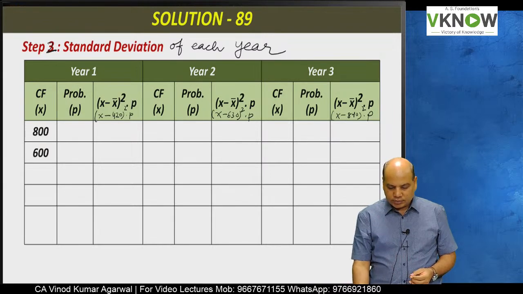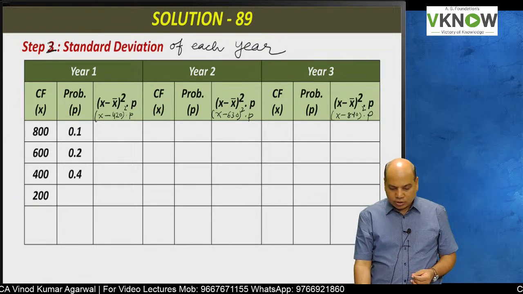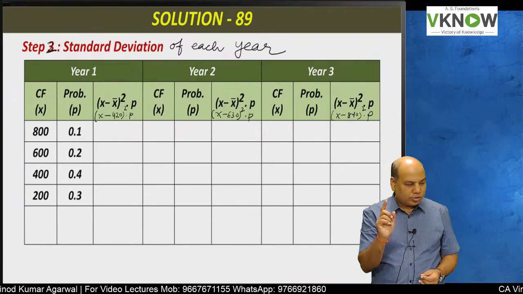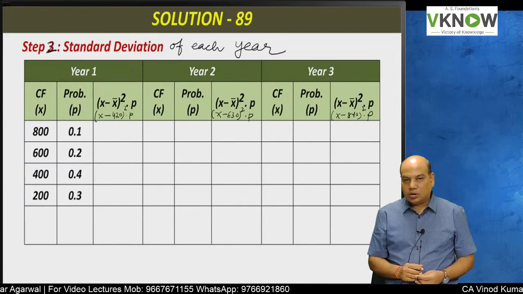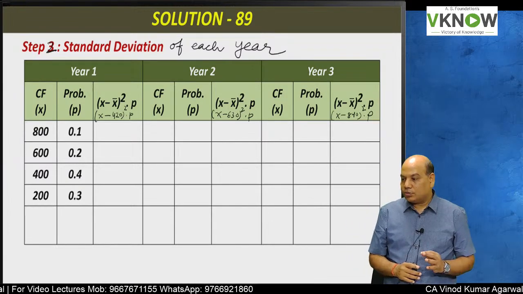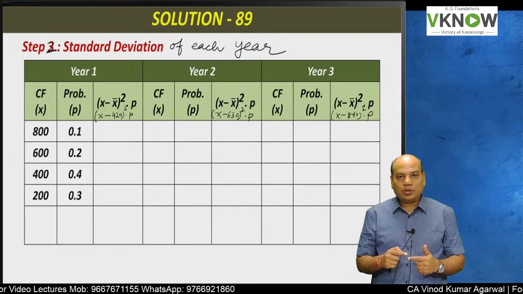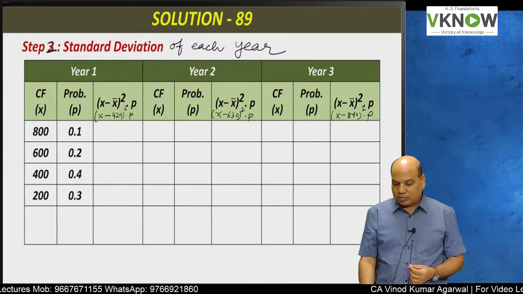Okay, now start. Students have drawn the format. First two columns, copy from the question book for year 1. Now start calculation. 800 minus 420, into, equal to, into 0.1, again equal to, and memory plus.